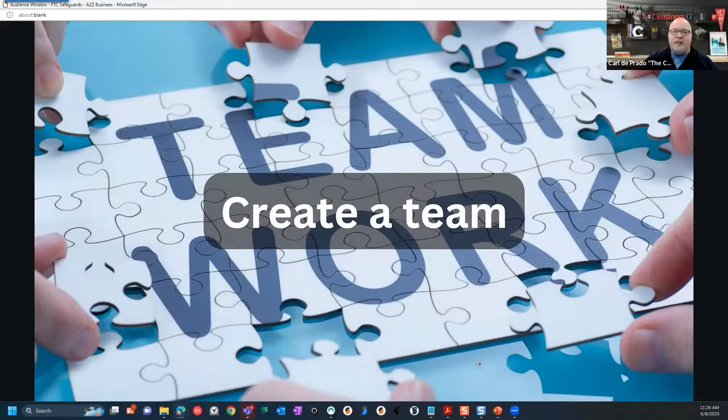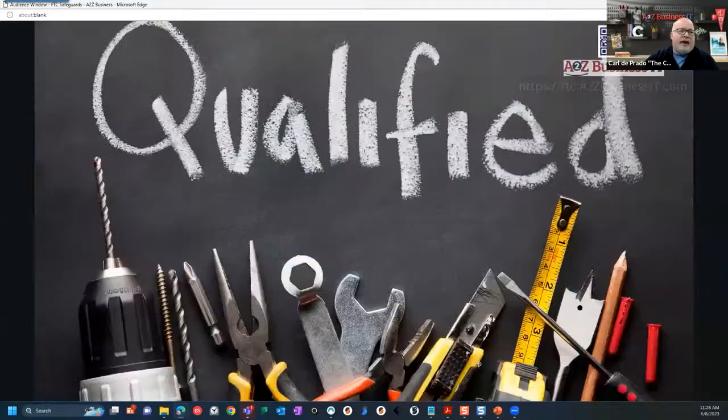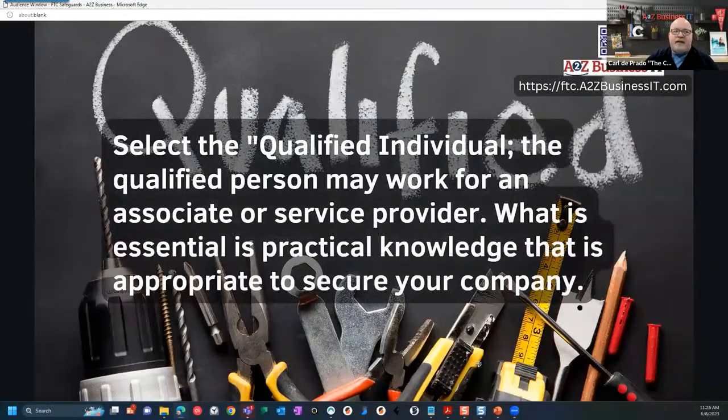Anytime you add layers of security to a system, what you're looking for is what's going to work best for all parties, so that it basically serves the business. What's going to reduce your risk while being effective for your business. And so inside of that team, you're going to want to select a qualified individual, or you're going to use an outside service provider like ourselves.